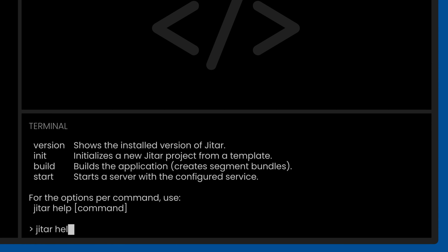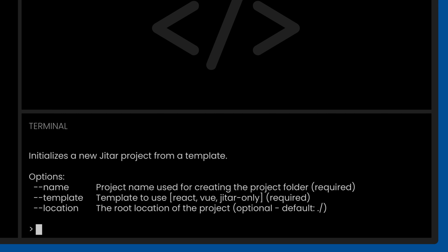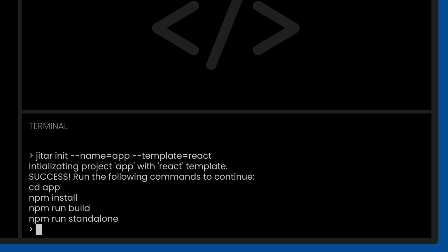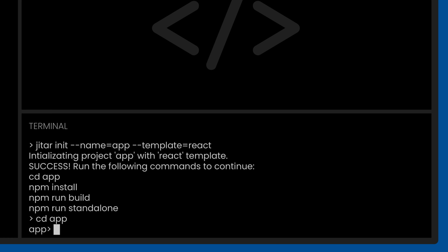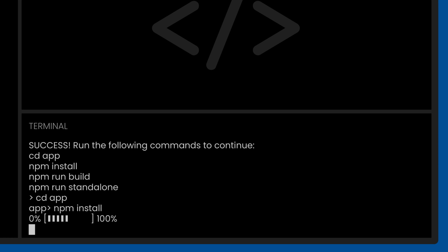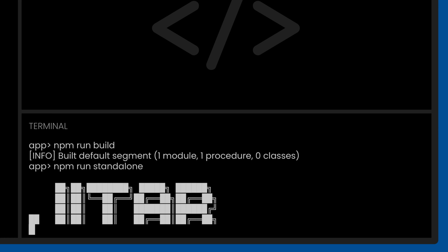The simplest way to create an app is by using the init command. It scaffolds a complete project from a template, like React. You can also start with Vue or backend-only. The project is created in a folder named after your app. From there, it can be built and run with the provided commands.